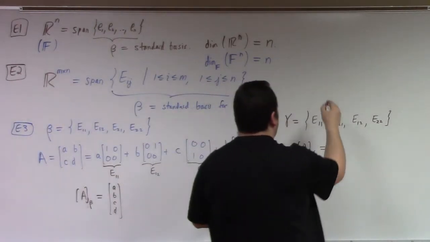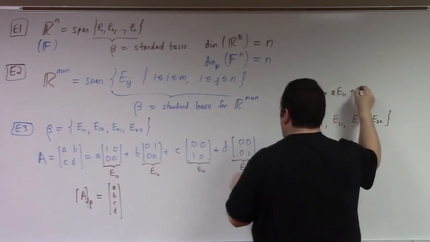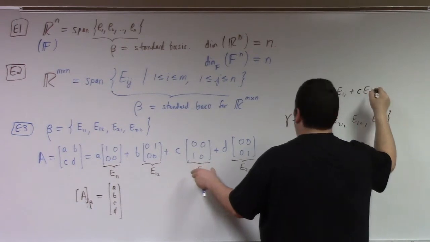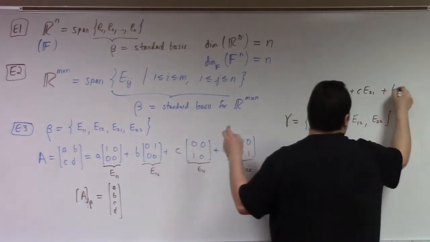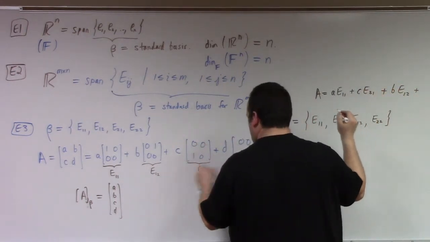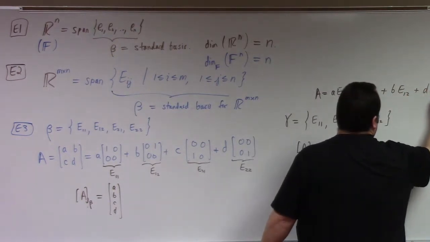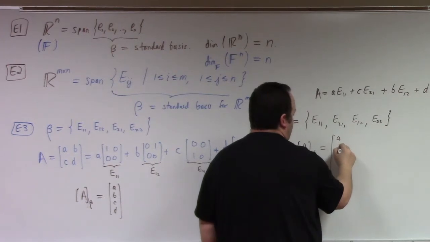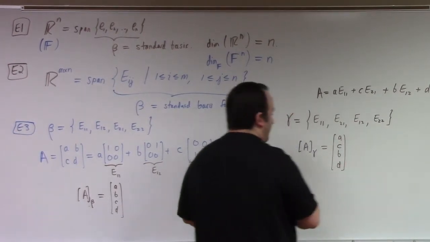So, we could say A is equal to a E11 plus c E21, rather, plus b E12 plus d E22, yeah? So this would be a, c, b, d, right?